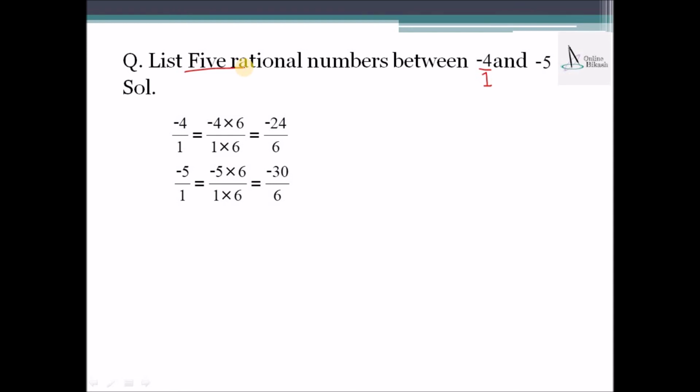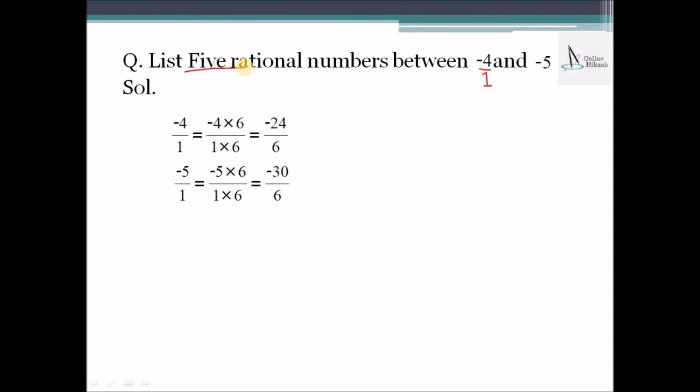So if you are thinking, if I make the denominator 10, will it be wrong? No, you are right, you are correct in fact. But if you multiply by less than 6, you would not get 5 rational numbers. That's why. So if you want to multiply by 10, you can. If you think you will multiply by 20, yes, you can.